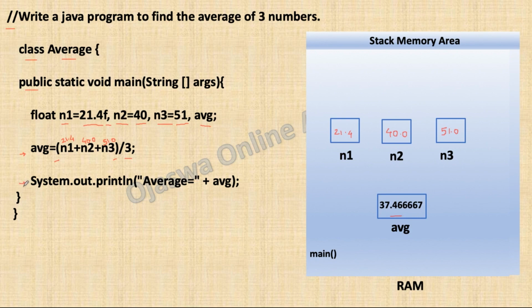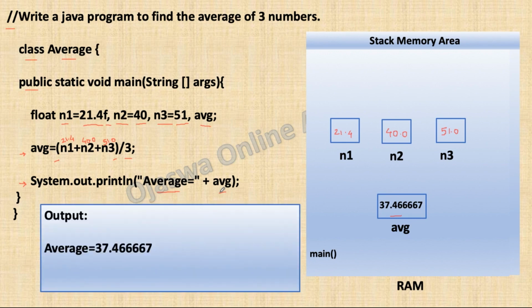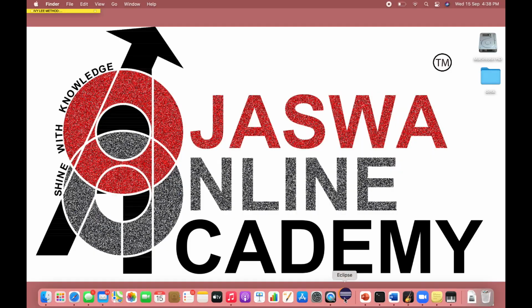You need to print the output. To print the output to the console, in Java we invoke the System.out.println method. Inside the parentheses, text is written in double quotation marks and the variable avg will invoke the value stored in it, that is the value 37.466667, and it will be printed on the output screen. So your output looks like this.